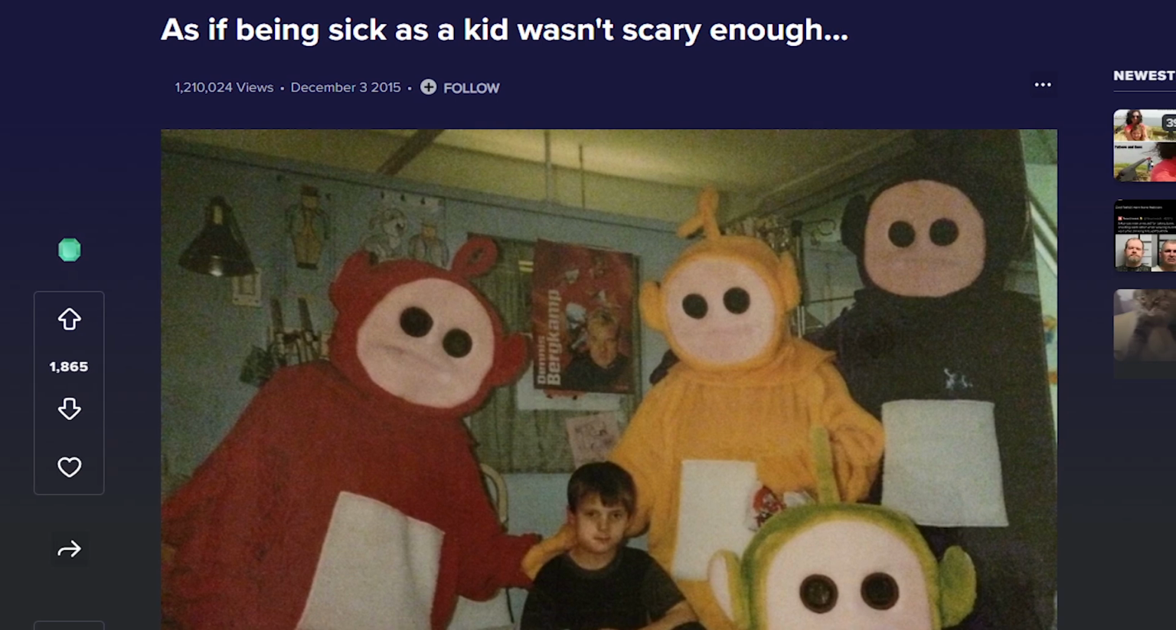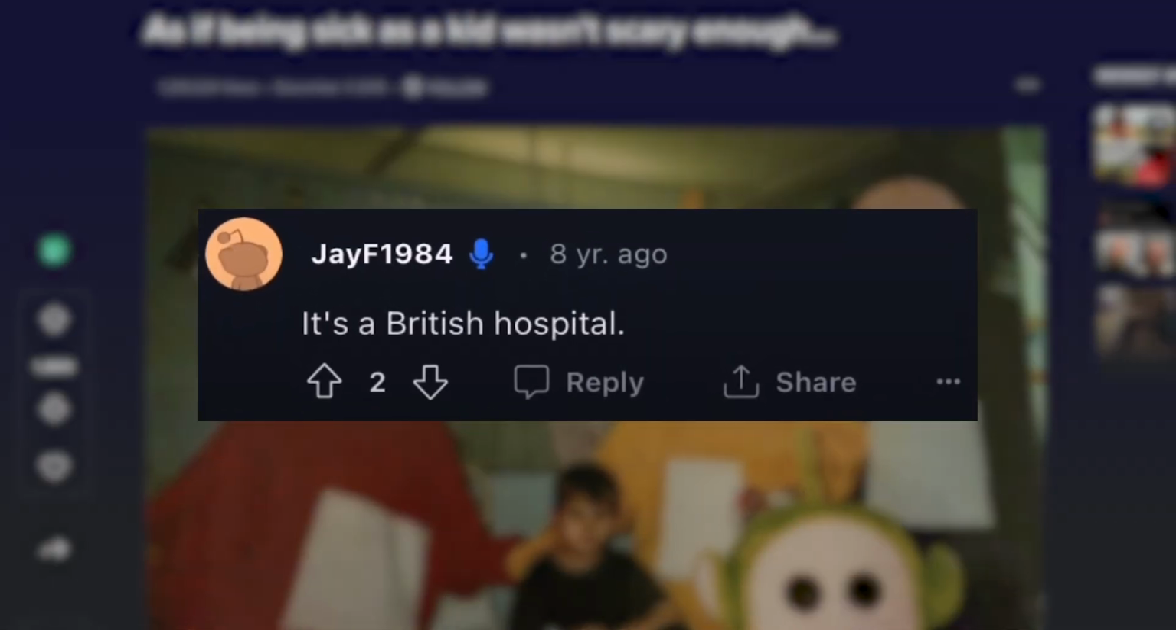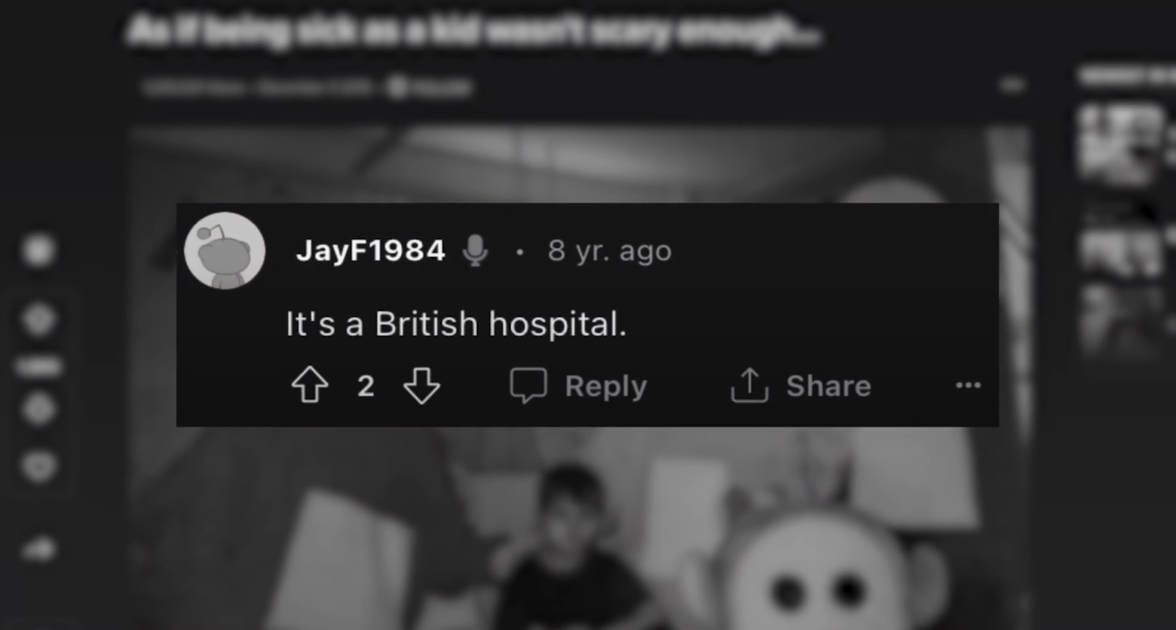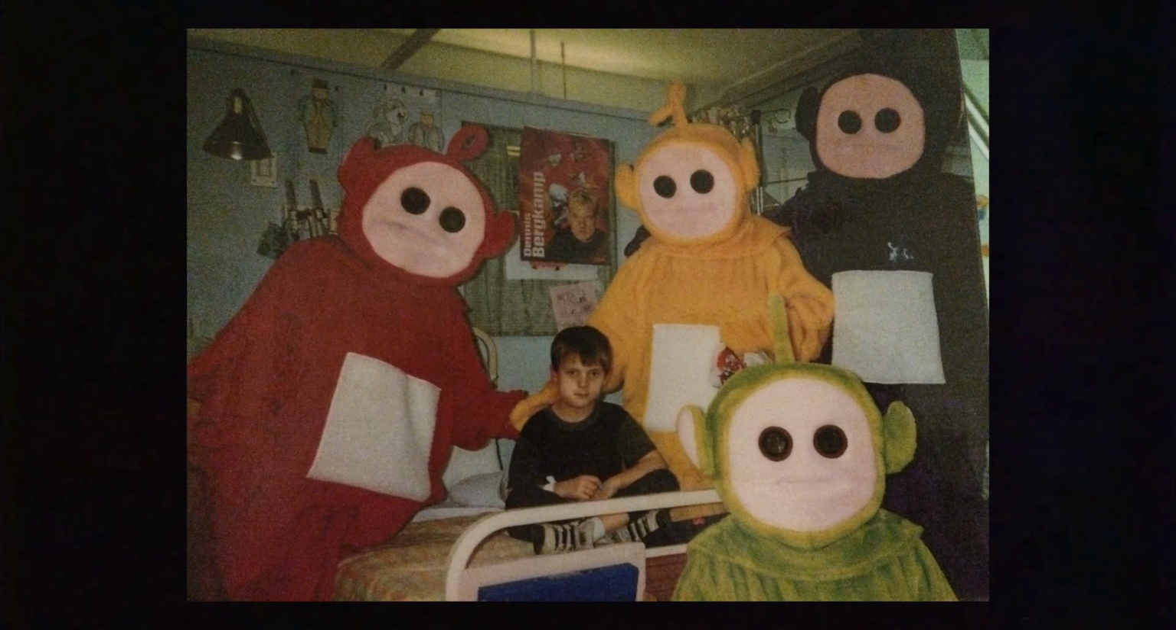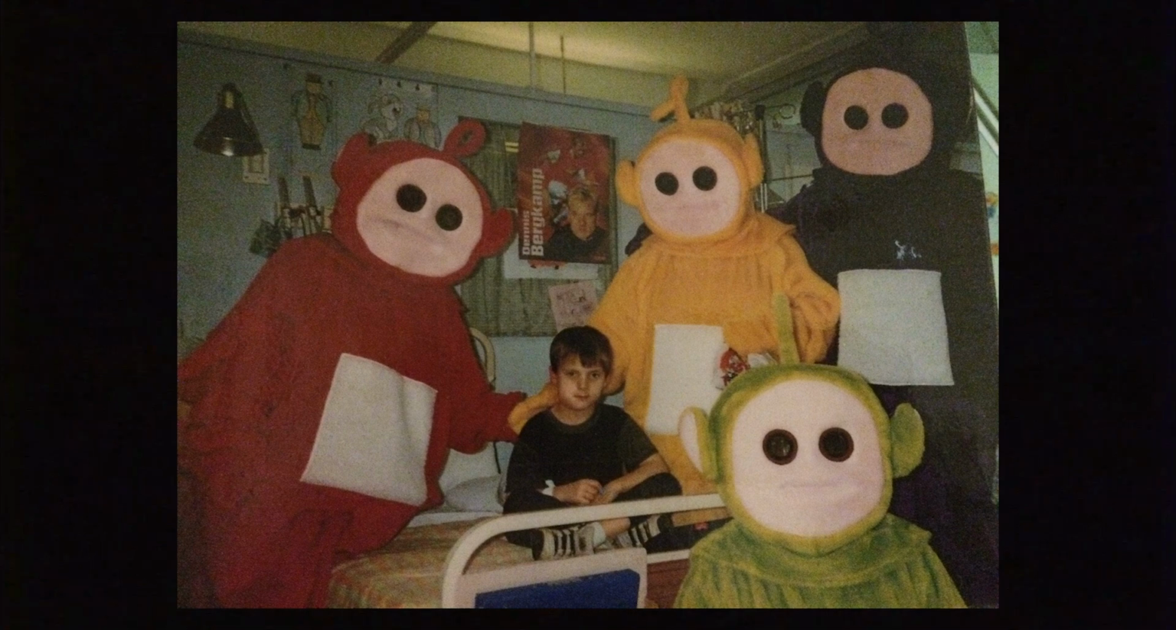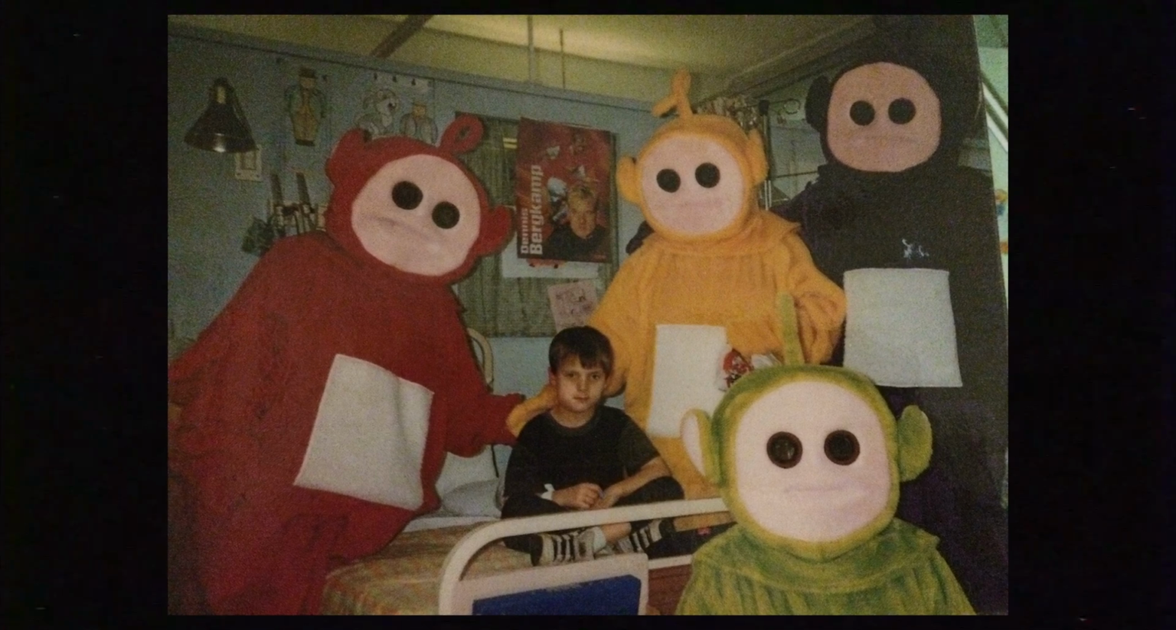This could also confirm the fact that the original post with the photo of the cursed Teletubbies was deleted by its author. Perhaps the boy depicted here stumbled upon it on the internet many years later and asked to remove it, not wanting to attract even more attention to himself.